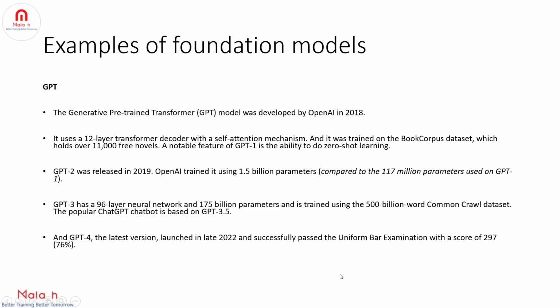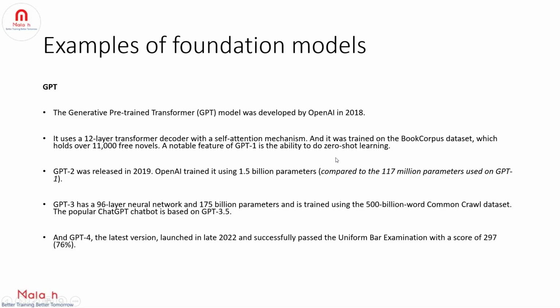And the next one was GPT, Generative Pre-trained Transformer, and this was developed by OpenAI in 2018, and it uses a 12-layer transformer decoder. Remember, all the GPT models are decoder based models with a self-attention mechanism, and it was trained on the BookCorpus dataset, which holds over 11,000 free novels. And a notable feature of GPT-1 is the ability to do zero-shot learning.